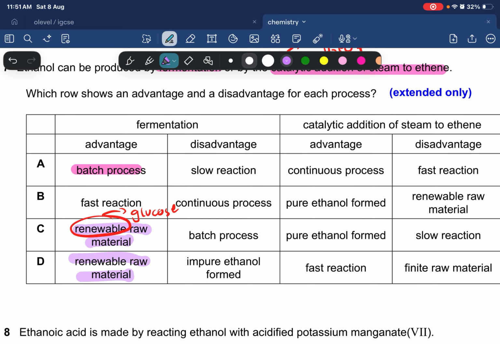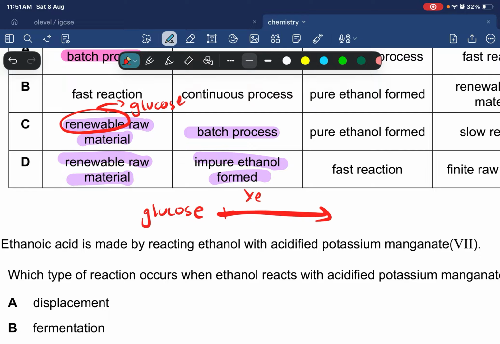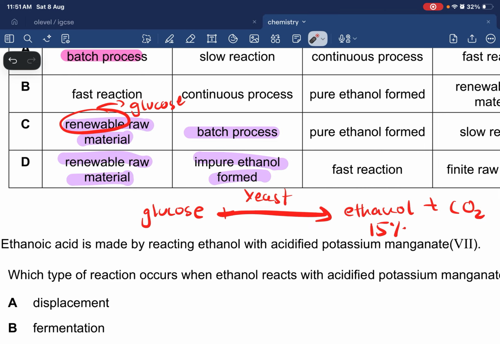For fermentation, I am just going to tell you one thing: when you have glucose and you add yeast to it and you make ethanol and carbon dioxide, the percentage purity of the ethanol is only 15%. You know why? Because yeast is a living organism, right?